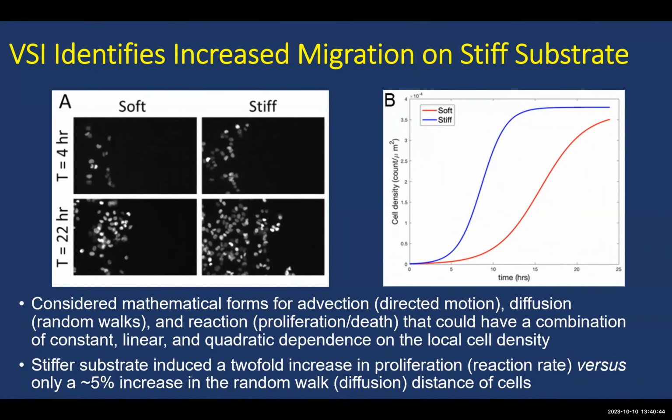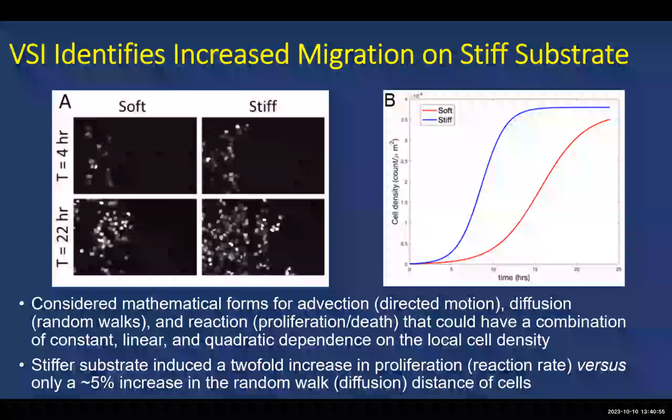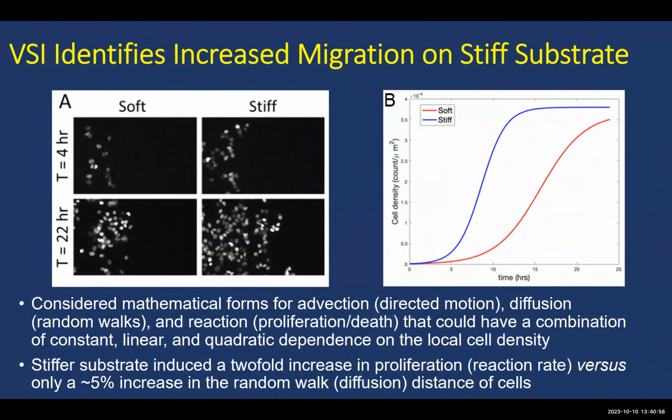It's important in cancer because tumors typically are stiffer than normal tissues, and those mechanical properties play an important part of cancer biology. We made the observation experimentally that the cells migrate more on a stiff substrate.